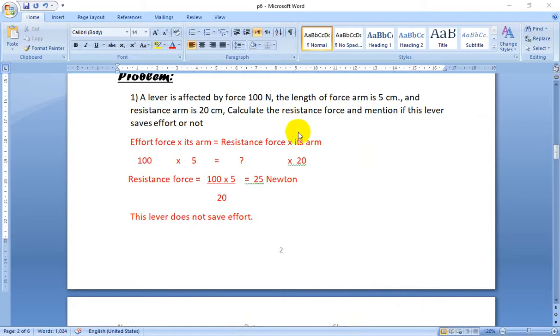If the resistance arm is longer than effort arm and the effort force is larger than resistance force, effort force 100 Newton and resistance force 25, so this doesn't save effort. The effort force must be small to save effort. Okay, thank you.